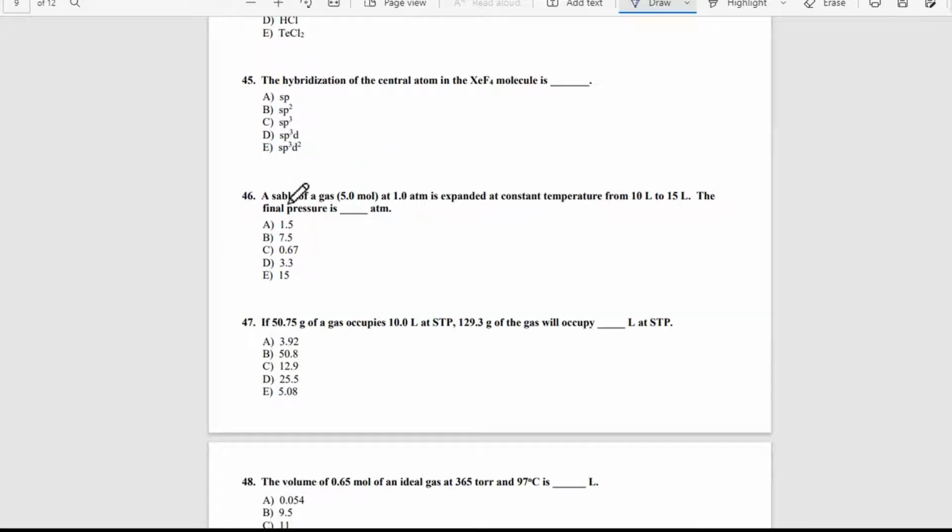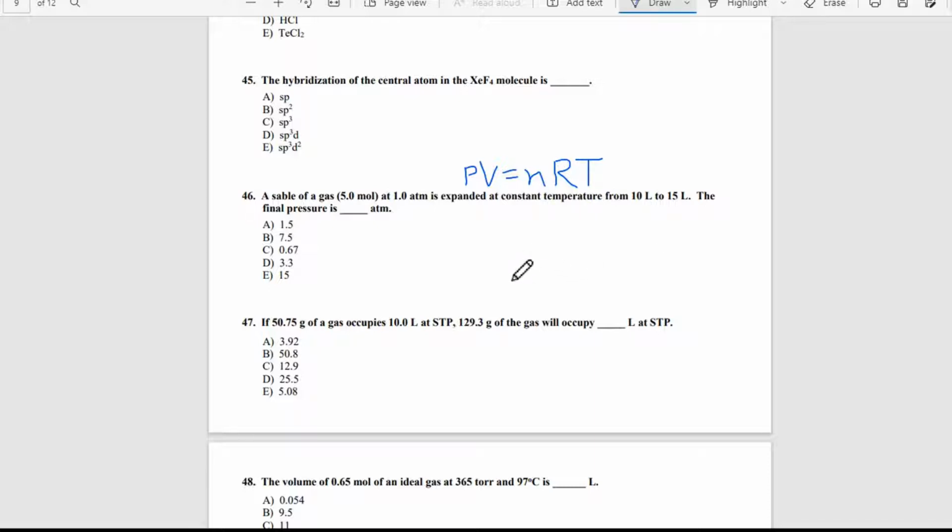It says a sample of gas, 5 moles at 1 atm, is expanded at constant temperature from 10 liters to 15 liters. The final pressure is what? With these gas laws, there's really only 2 gas laws that you actually need to be concerned about. The first is PV equals nRT, which is the ideal gas law. You would use this equation when you have one set of conditions. So what do I mean by one set of conditions? One pressure, one temperature, one volume, etc.